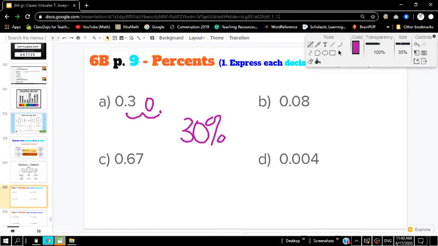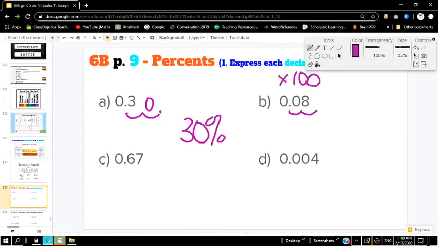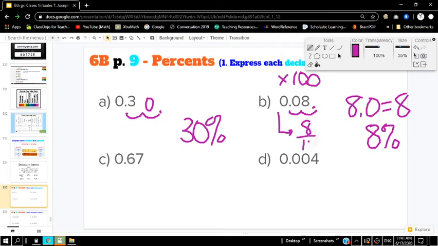Next one, letter B. We're going to move our decimal point over 2 spots to the right. In other words, we are multiplying by 100, and our new decimal point is going to go right there. In other words, 8.0, which is the same as 8. So we just add our percentage sign, and it's 8%. In other words, 8/100ths is the same as 8%. I'd like you to pause the video and do these next problems on your own.